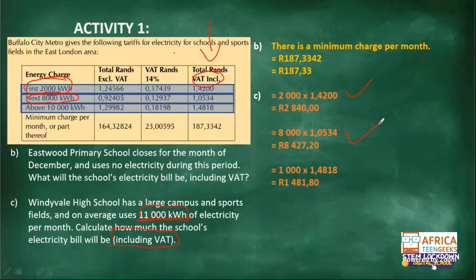So now for us to calculate how much the bill is, who can tell me what the bill will be? I'm going to give you guys a minute or so just to quickly calculate for me. What will the total bill be? Remember, we have to add all of it together just to get the bill for, is it Windy Vale? Yes, Windy Vale High School. So you can quickly calculate that for us. How much will their bill be for 11,000 units?